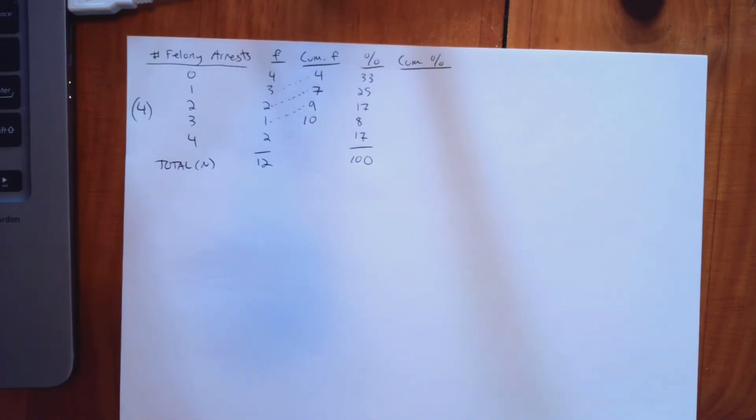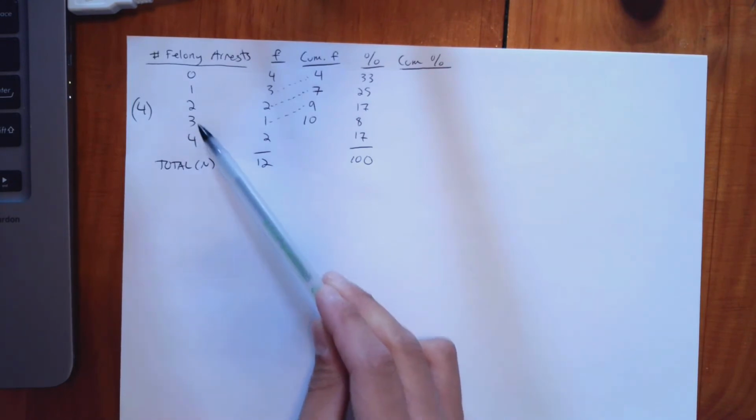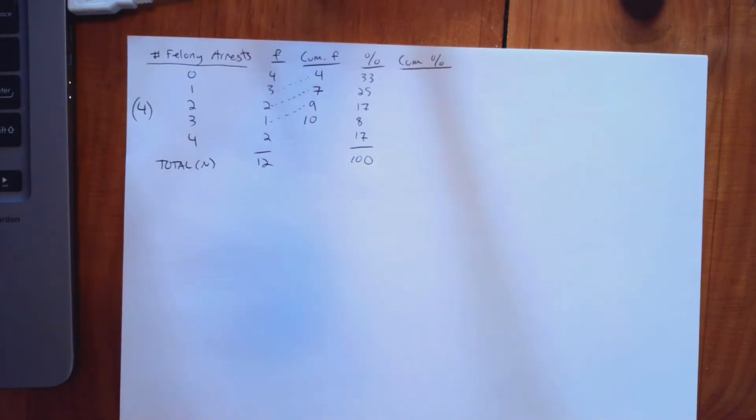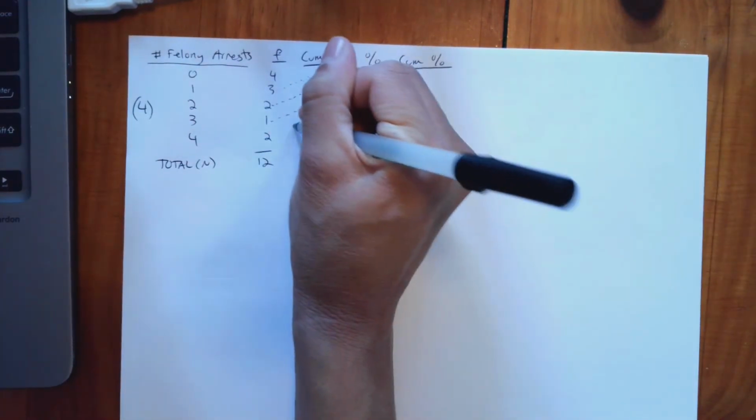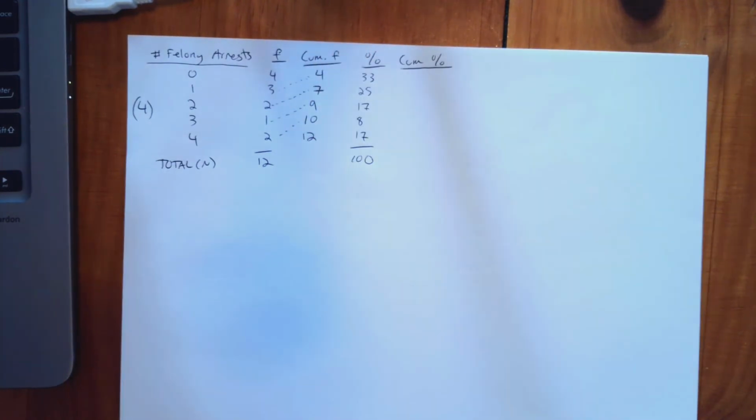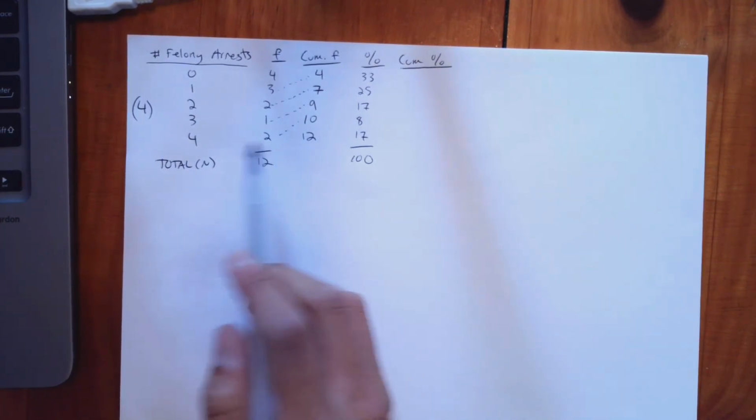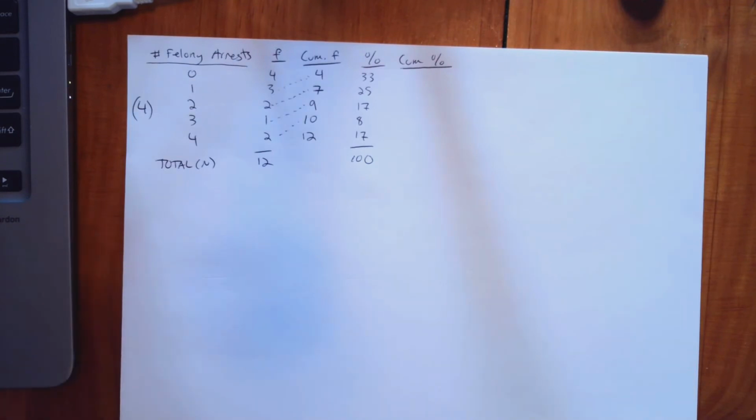Now you might notice that the only numbers we have are 4, 3, 2, 1, and 0, which means that every single person in the sample had 4 felony arrests or fewer. This means that when we do our diagonal addition, the number that we have on the end here is going to be equal to our total number of observations. In other words, 12 people, or 10 plus 2, have 4 felony arrests or fewer.